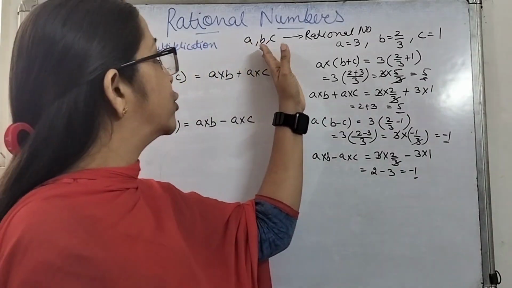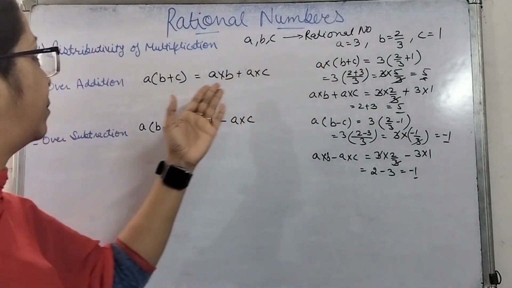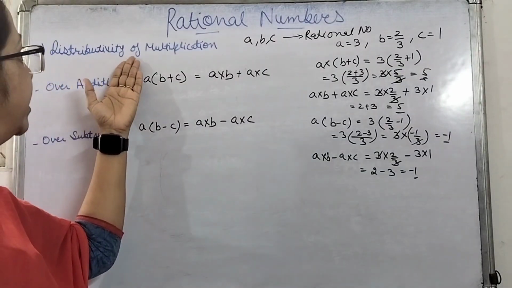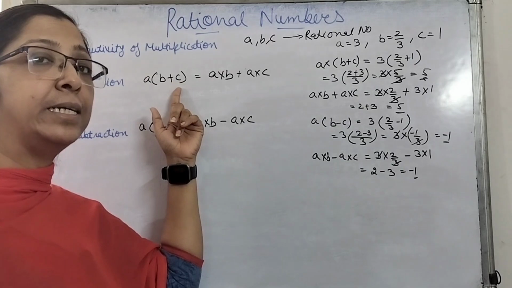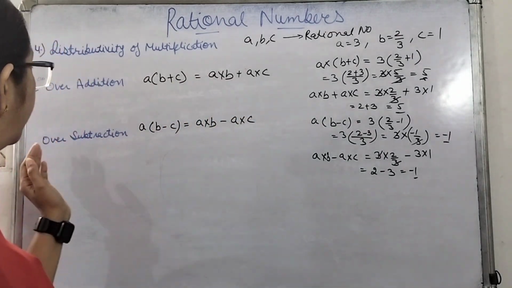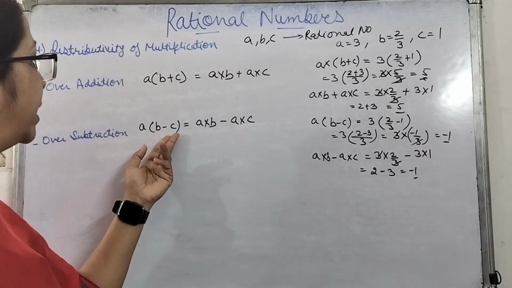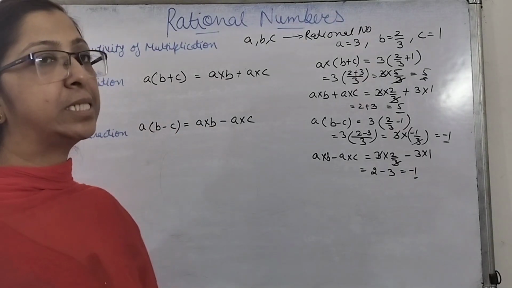So whatsoever the values of A, B, C will be, if A, B, C are any three rational numbers, then according to distributivity of multiplication over addition, A multiplied by B plus C could be written as A multiplied by B plus A multiplied by C. Similarly, A multiplied by B minus C could be written as A multiplied by B minus A multiplied by C.